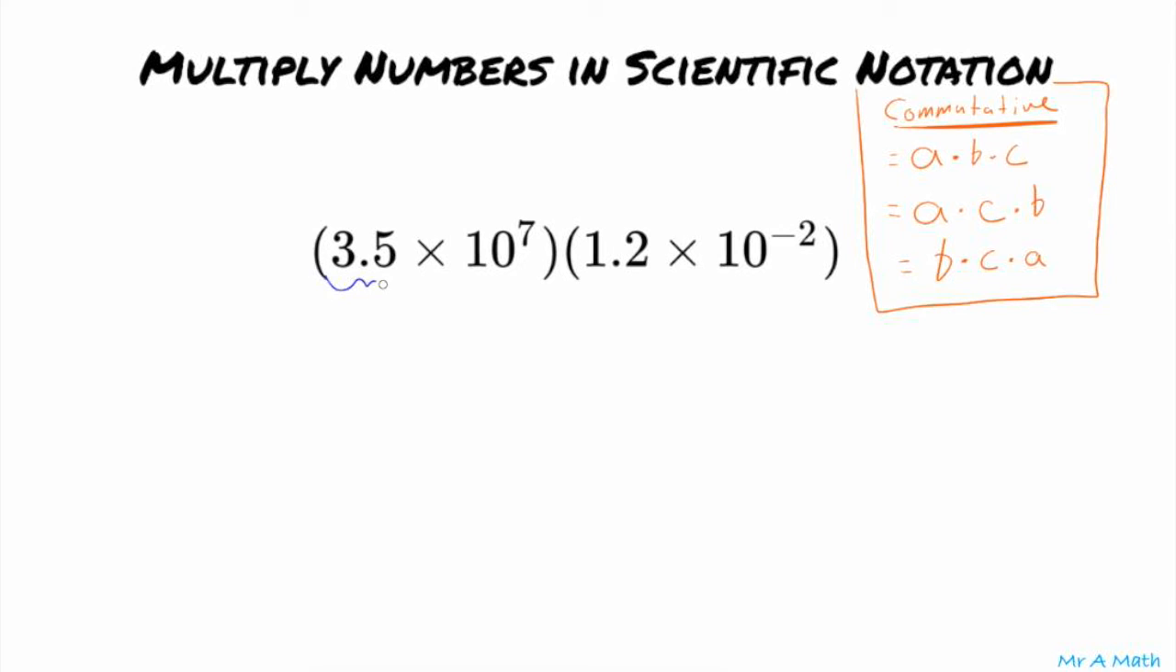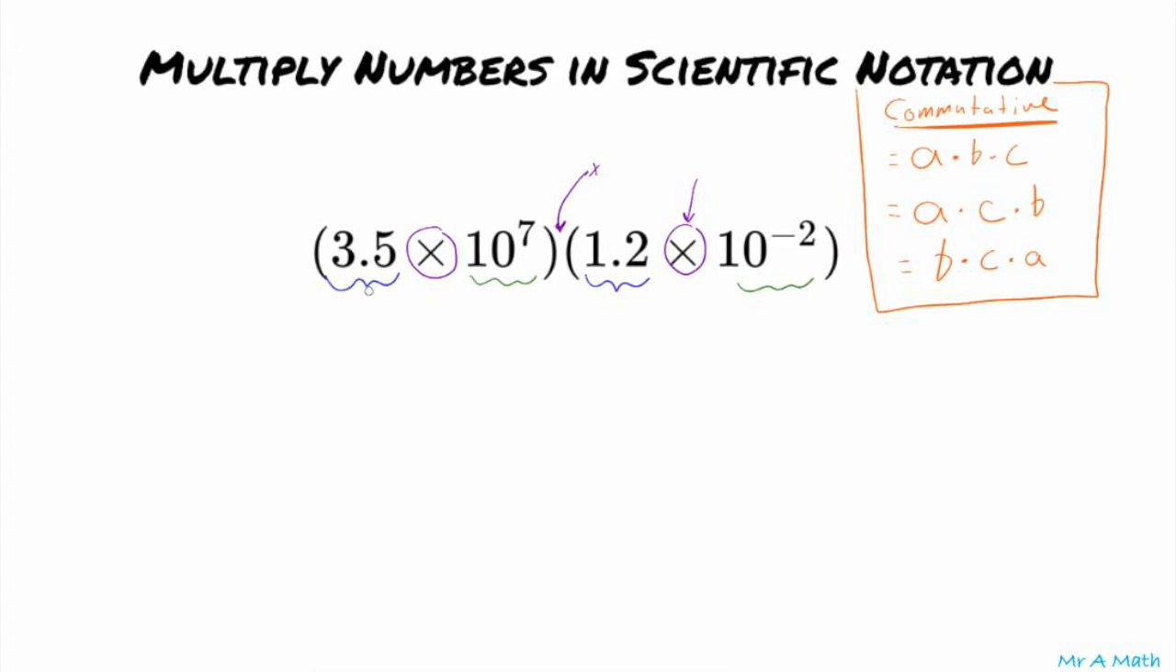If I notice here, I have two types of numbers. I have just normal decimal numbers like 3.5 and 1.2, and then I have bases and exponents, so I have 10 to the 7th power and 10 to the negative second power. I also notice that all of my operations are multiplication. It may not say it with a multiplication symbol, but we know that this is a multiplication here, that's a multiplication, and this is also a multiplication. So because all of this is multiplied, I can use my commutative property to simplify this.